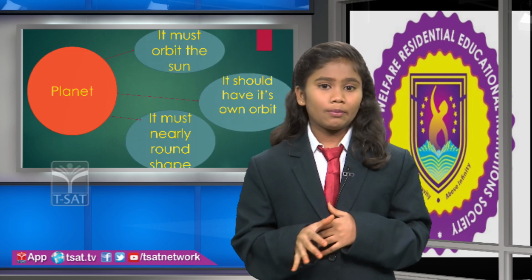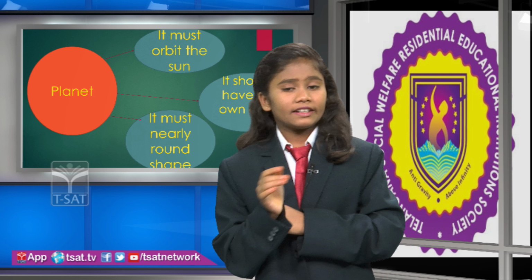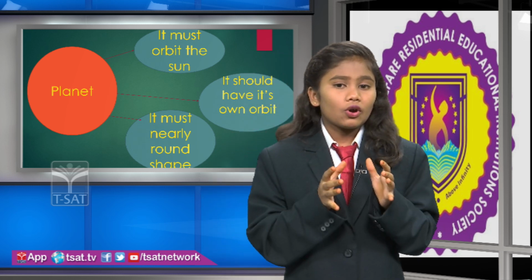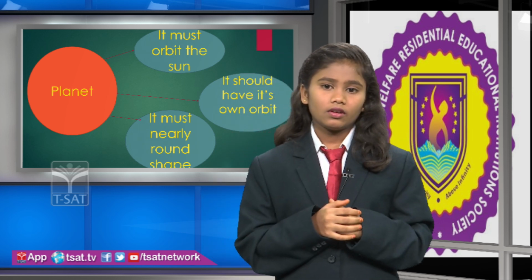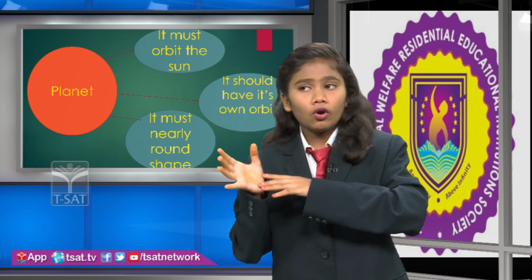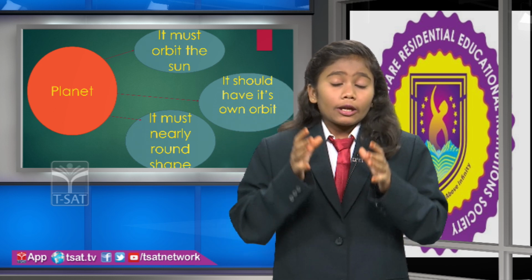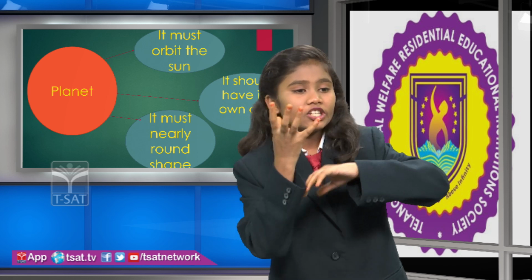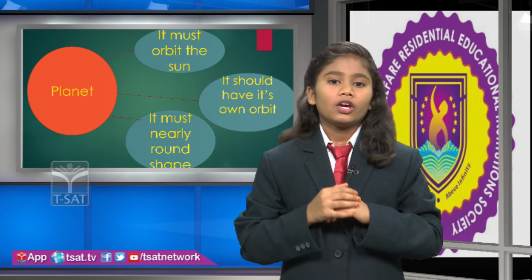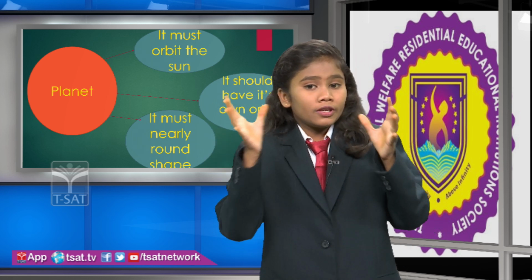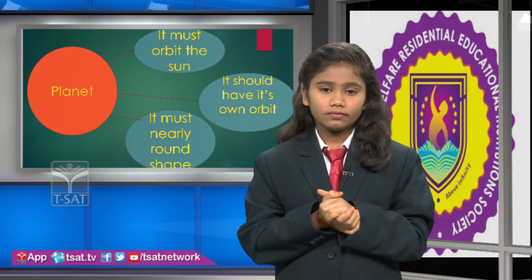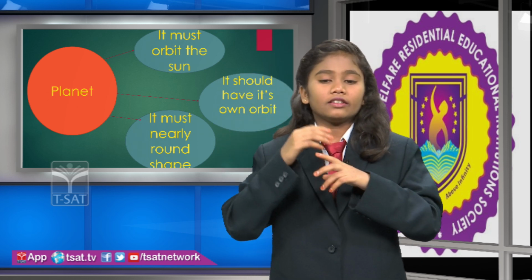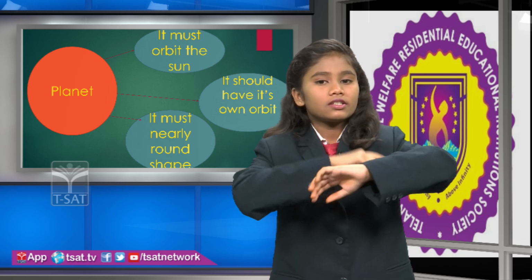First, we will discuss Pluto. Planet characteristics. It must orbit the sun. It should have its own orbit. It must be nearly round or spherical in shape. It should have enough mass to be round by its own gravity. It should clear the neighborhood around its orbit.